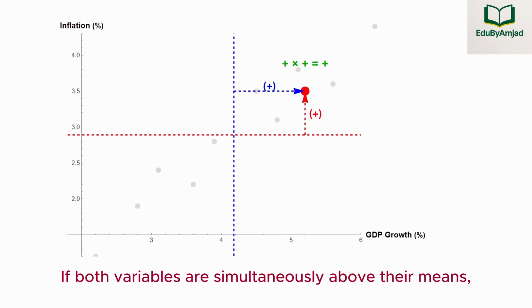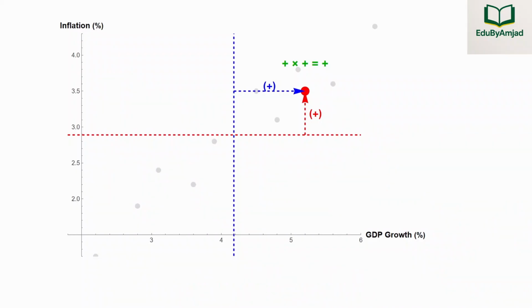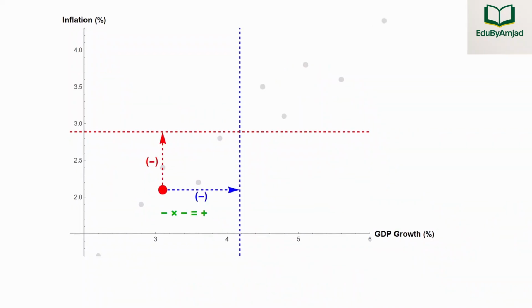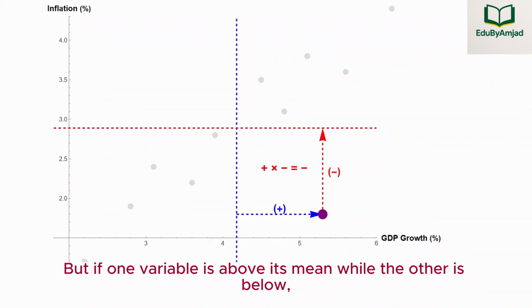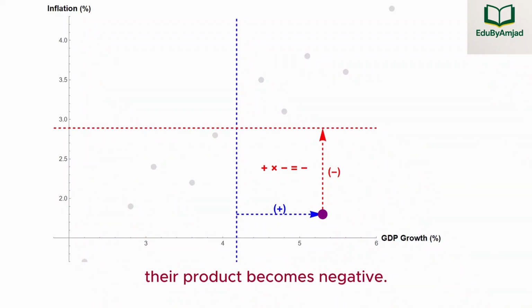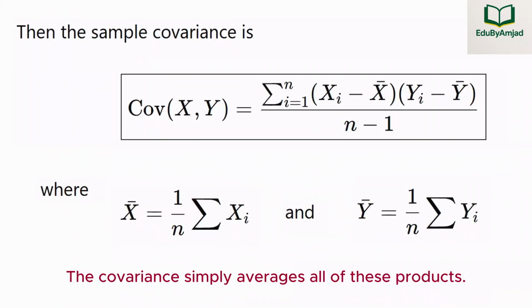If both variables are simultaneously above their means, their product is positive. If both are below their means, their product is again positive. But if one variable is above its mean while the other is below, their product becomes negative. The covariance simply averages all of these products.